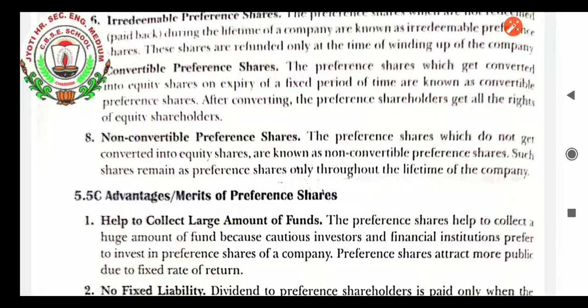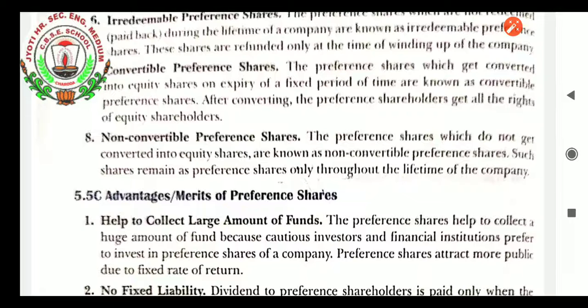So convertible preference shares have the benefit that after a fixed period of time, they can get converted into equity shares and they can enjoy all the rights that an equity shareholder enjoys. So that is about convertible preference shares. Non-convertible shareholders will not enjoy that; they will have only the rights of preference shareholders.